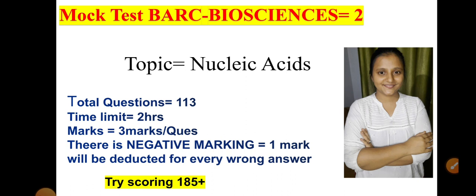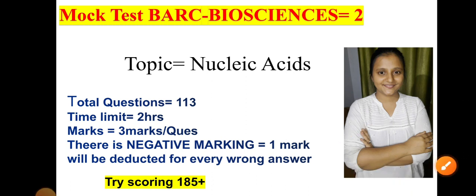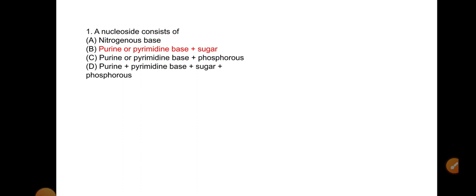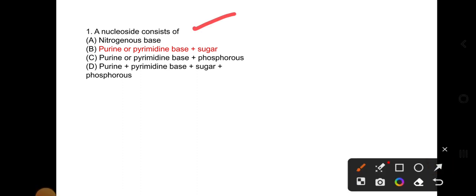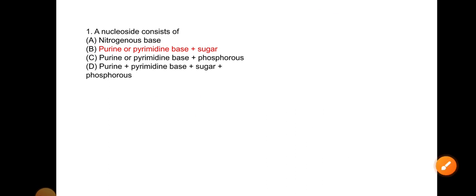Okay, so let's start. And you know that negative marking is there, so minus 1 mark for each of your wrong answers. Let's start. So first question, a nucleoside consists of, when it is nucleoside, it's just nitrogenous base plus sugar. Okay, so it has written nitrogenous base, purine, pyrimidine plus sugar.